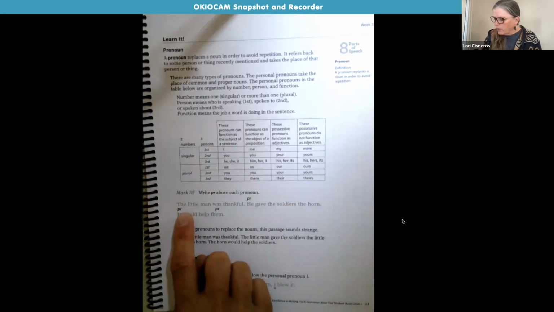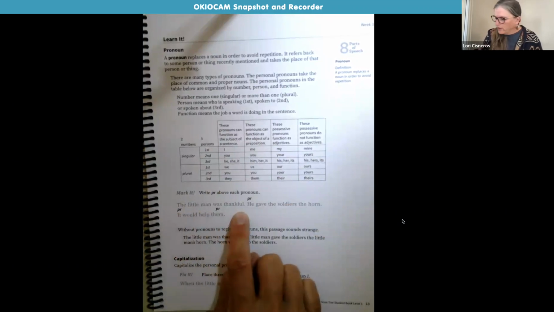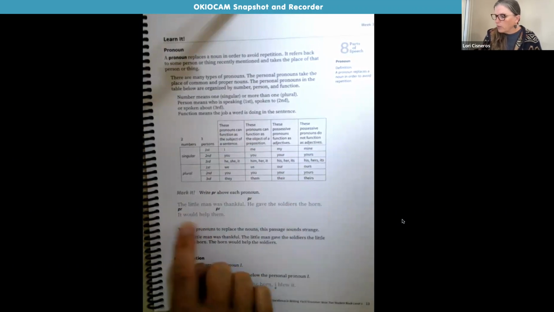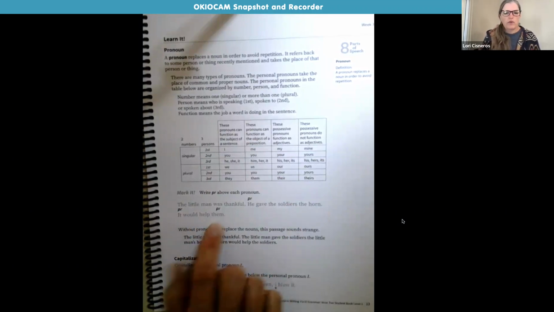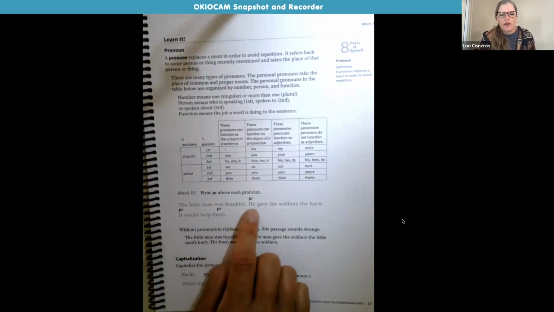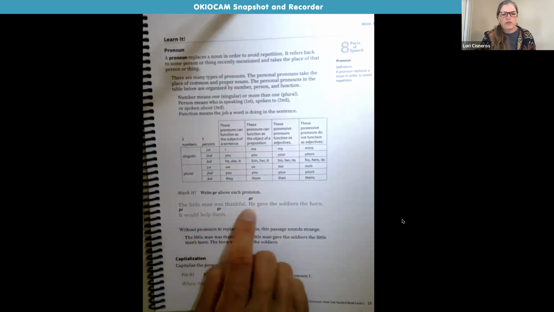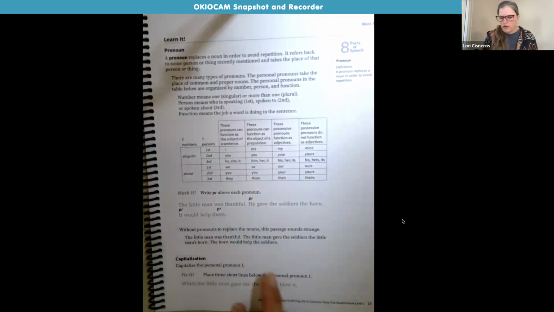Here's an example. The little man was thankful. He gave the soldiers the horn. It would help them. So where it has the PR, that stands for pronouns. So we have he, it, or them. Those are different pronouns in place of a noun.